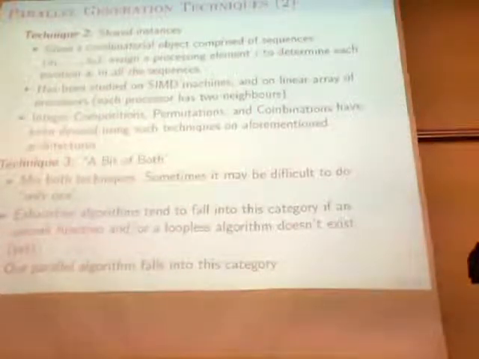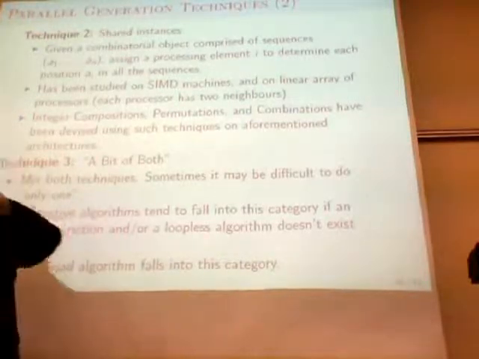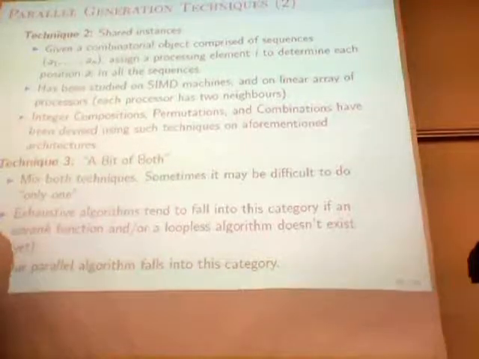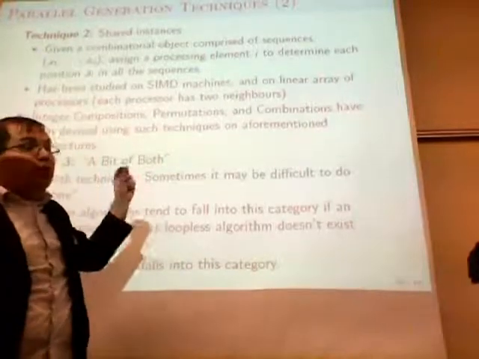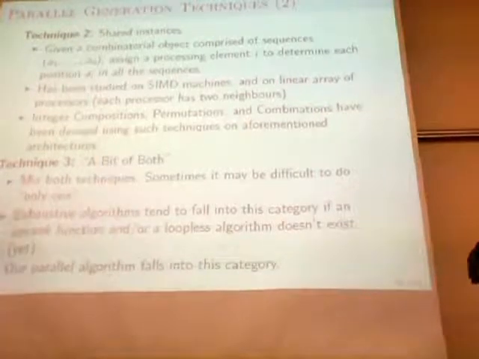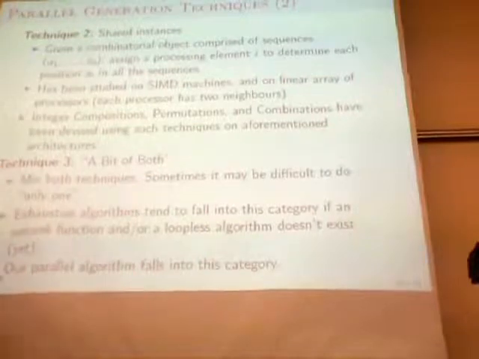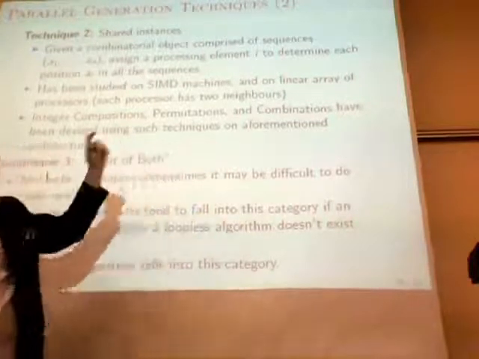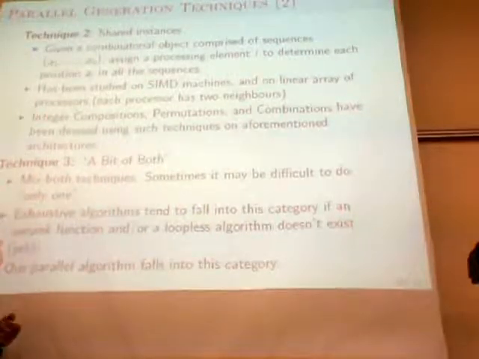And if you're wondering, a particular case is called the linear array. It's just an array of processors, and they have at most 2 neighbors. So if I have one processing element here, it's only able to communicate with its neighbors. Some people have looked into that particular object, and they've been able to develop parallel algorithms for things like integer composition, so not weak integer compositions, but one where it doesn't let you have the 0. Permutations, combinations, so there are existing parallel algorithms for some of these objects.